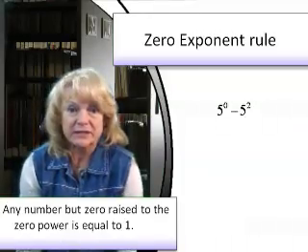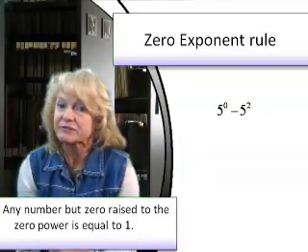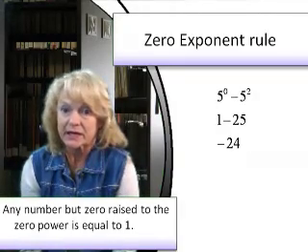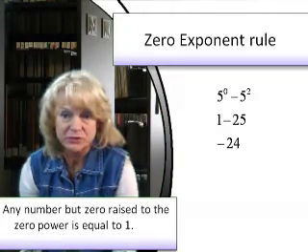Here we are subtracting these two expressions. Find the value of the two terms and then subtract. Again, any number but 0 raised to 0 power is 1. And in the end, we get negative 24.